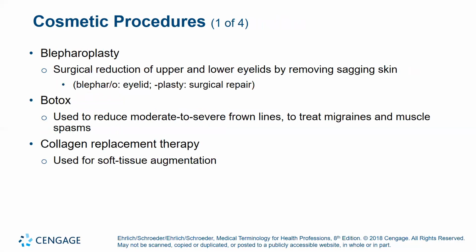Some cosmetic procedures that we have, blepharoplasty. Looking at that term, blepharo is eyelid, plasty is surgical repair. So it's surgical repair of the eyelid. Botox, this is used to reduce moderate to severe frown lines, to treat migraines and muscle spasm. We have collagen replacement therapy. This is used for soft tissue augmentation.